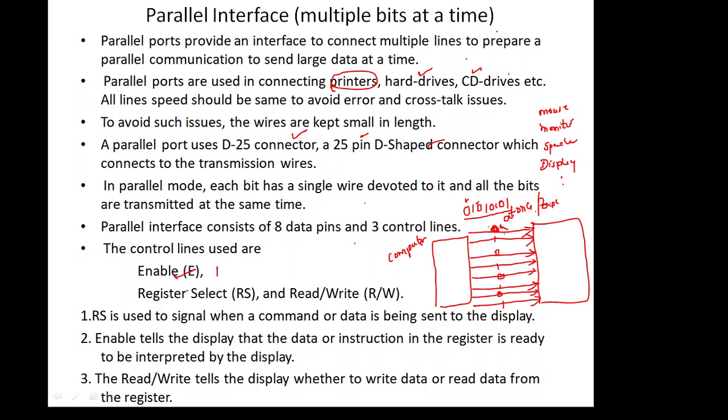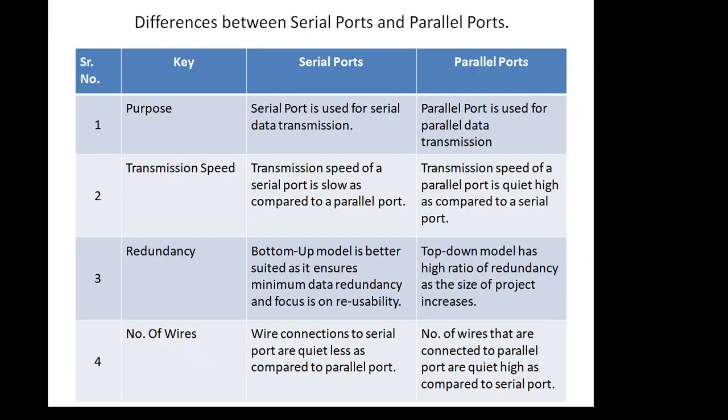When it comes to register select, register select is used when a command or data is being sent to the display. So this register select option should be selected. And read/write tells the display whether we have to write the data or read the data from the register. So these are the 3 control pins that are available in the parallel interface.